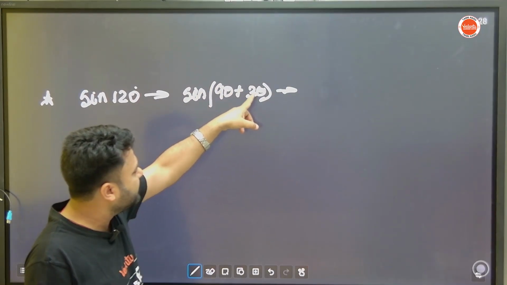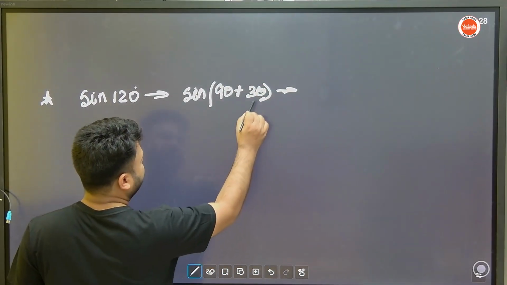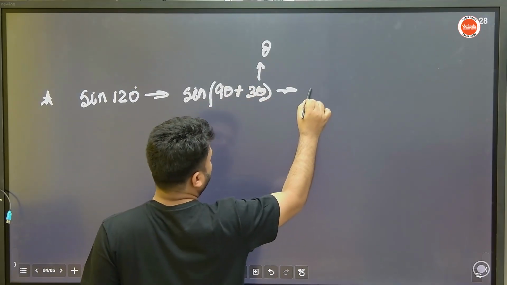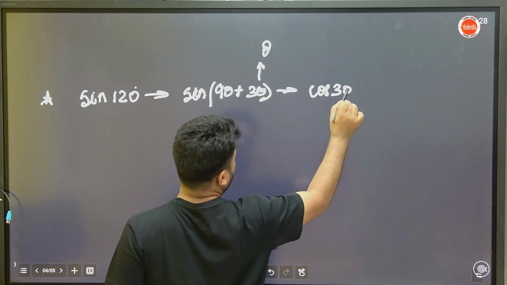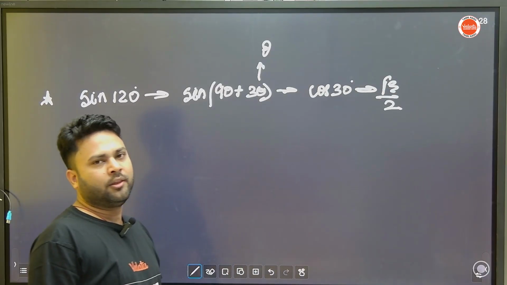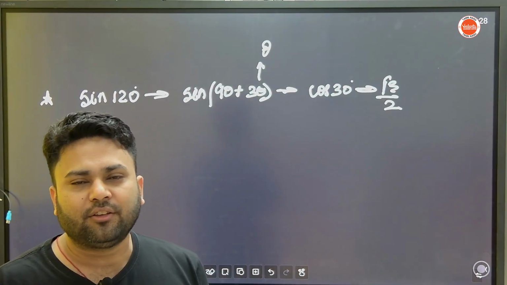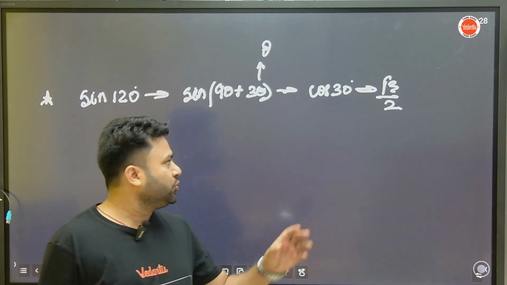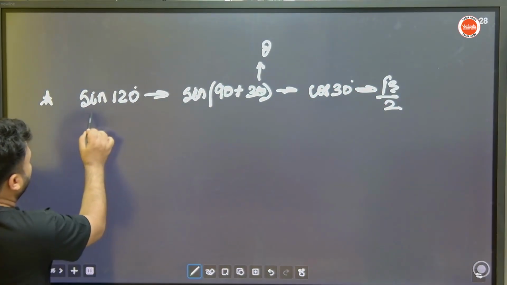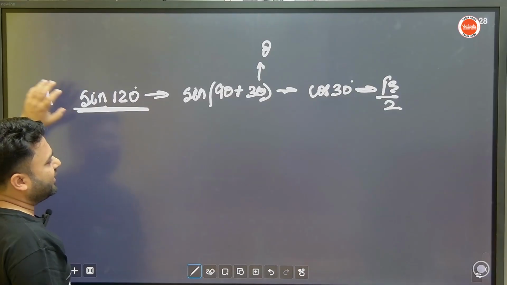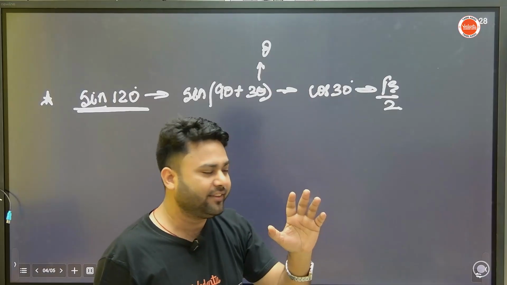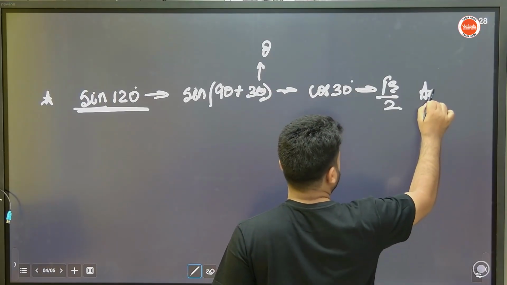So sine 90 plus theta equals cos theta. This is our theta. So it will be cos 30 degree. Cos 30 degree means root 3 by 2. Now, when you are writing the final answer, you just check whether you should put a plus sign or a negative sign. Because they are asking about sine 120 degree and 120 degree lies in the second quadrant, so the answer will be positive because we know that in the second quadrant sine is positive. So this will be the answer.